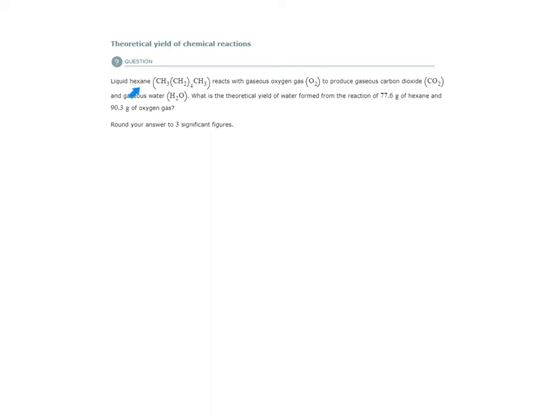So this reaction, we have liquid hexane reacting with oxygen to produce CO2 and water. So it's another combustion reaction. So we have hexane, CH3, CH2, or CH3. This is liquid hexane reacting with oxygen gas to produce the standard products of a combustion reaction, which is CO2 and H2O.